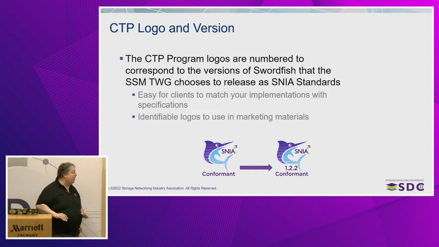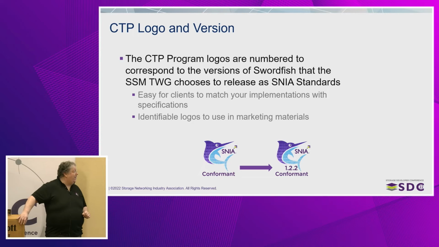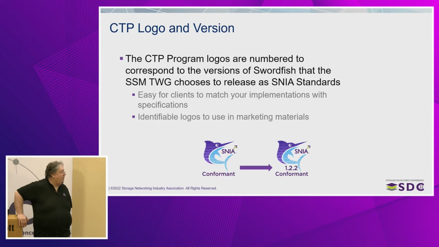There are logos as well. We have SNIA conformant. And then we also have the identifiable logos so that you can say what version of the protocol you're conformant against. For instance, we may add new features in the protocol in 1.2.5, and you may want to say, I am compatible with 1.2.5 and newer. Now, generally, everything's compatible backwards. So if I have some Swordfish client that runs basic Swordfish, if I'm compliant with 1.2.2, 1.2.3, 1.2.4, 1.2.5, it's going to work across the board.